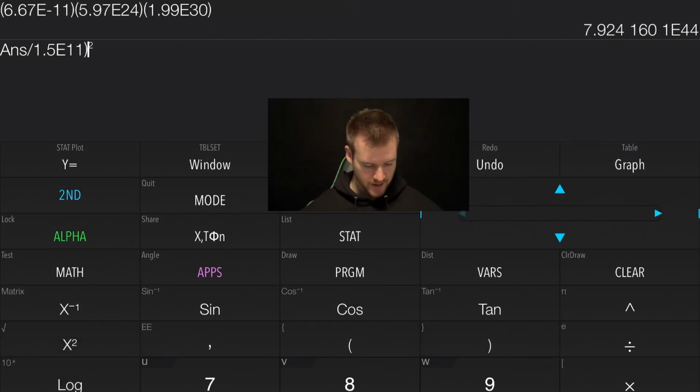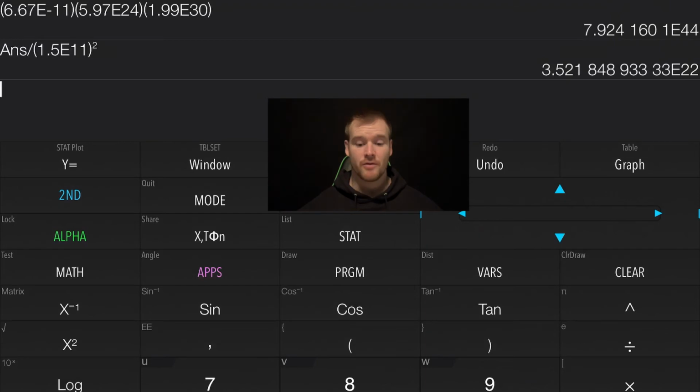Oh, I forgot a bracket. Make sure you don't forget that. Bracket 1.5 times 10 to the 11 squared. And I get an answer of 3.52 times 10 to the 22.